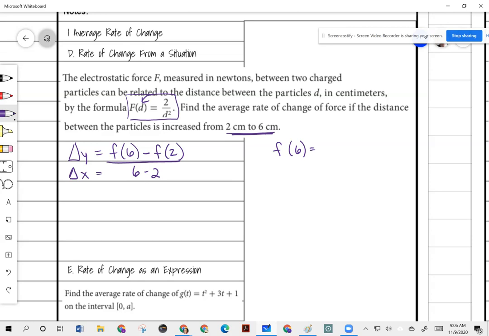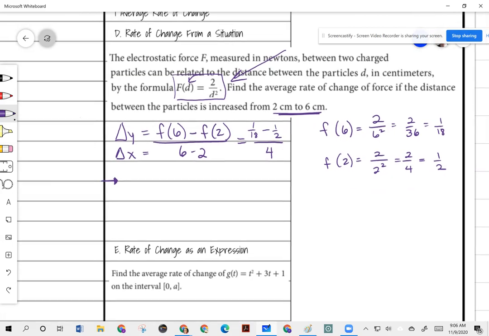So when you plug in 6, you get 2 over 6 squared, which is 2 over 36, which is 1/18. And then we also need to calculate f of 2. F of 2 is 2 over 2 squared. Remember our function is here, 2 over d squared. So 2 over 4, which is going to give us 1/2. So we can see for sure that our denominator is going to be a 4, but now we've got to go 1/18 minus 1/2.